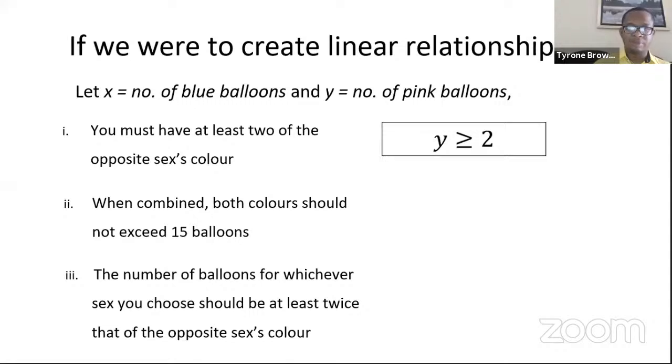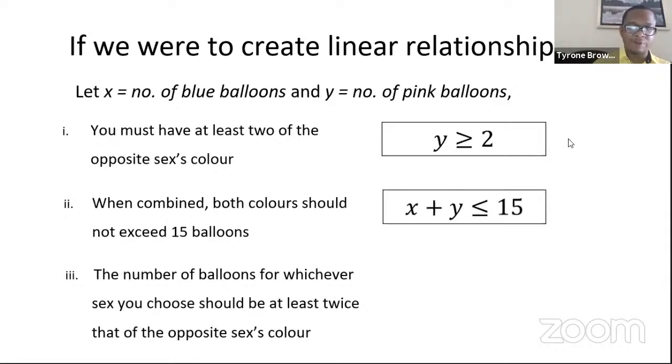Less than 15. So for those who are saying less than 15, could it be 15? Could we plan with 15 balloons? Okay, yes. So X plus Y less than or equal to 15. All right, and the last one. This one is now the relationship between X and Y. So we are saying that the number of blue balloons must be at least twice the number of pink balloons.